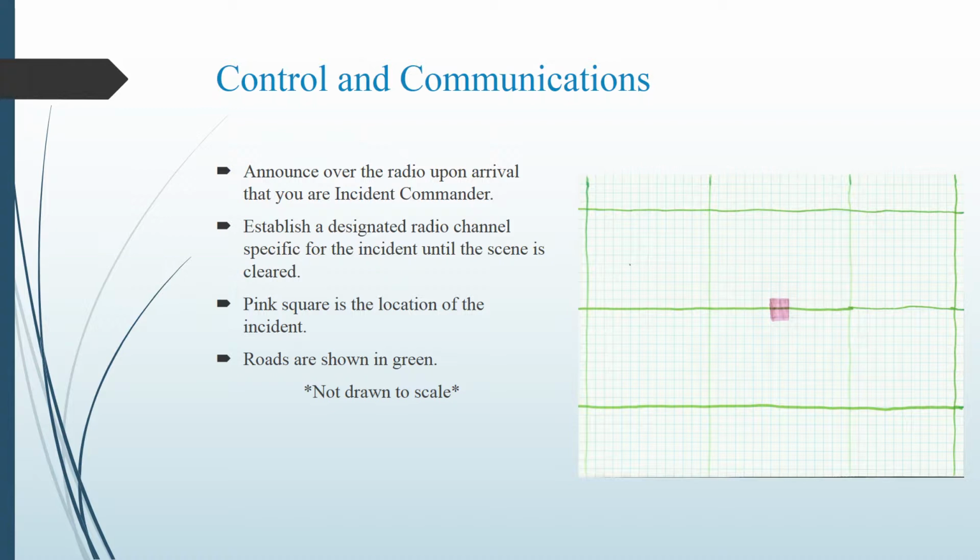The diagram here shows a layout of the incident and the area around it. It will be modified with each slide to show the next tasks as they are completed. The pink square is the location of the incident. Roads are shown in green, and this is not drawn to scale.